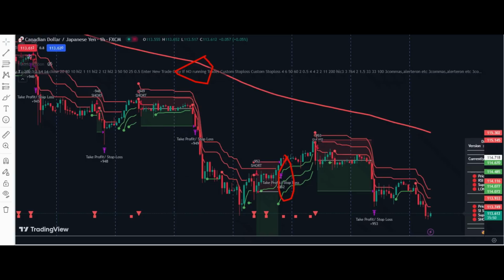So here you see a signal generated at this point. All you do once you get this signal, you place your horizontal line and wait for market momentum.